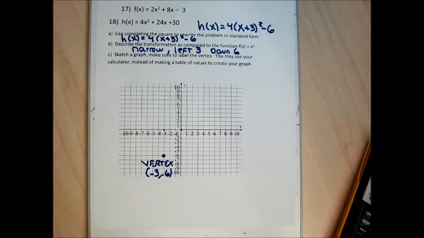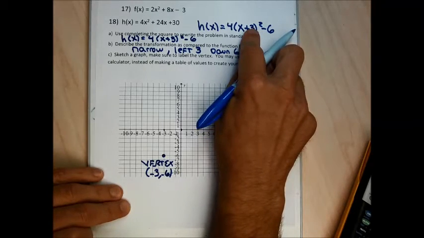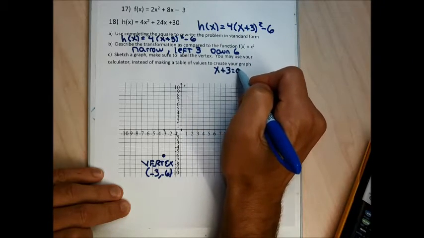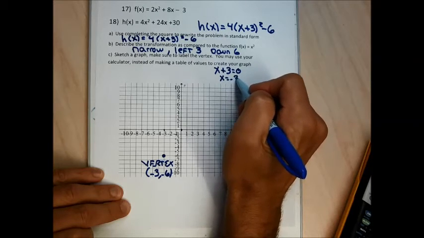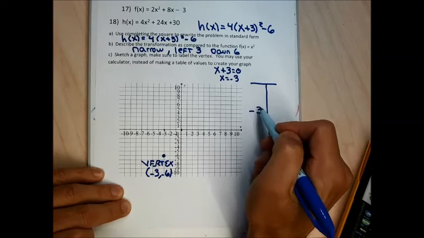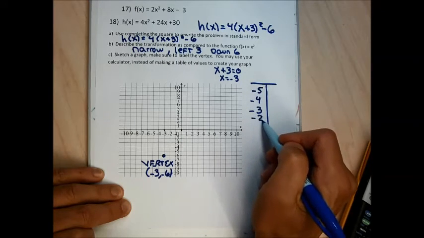When I go to make my table of values, I start off to get my numbers for my x column by taking the inside of the parentheses and setting it equal to 0. That's going to give me x equals negative 3 for the middle of my x column. When I go to sketch my graph, I'm going to do negative 3, negative 4, negative 5, negative 2, negative 1.